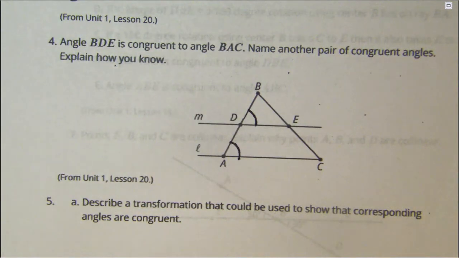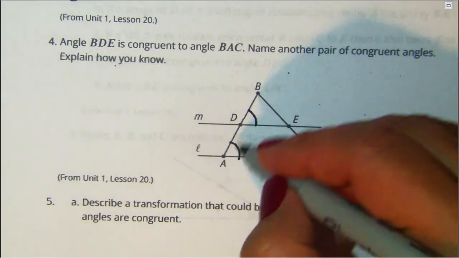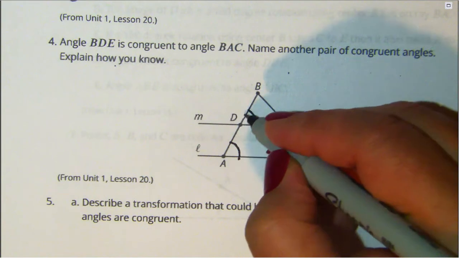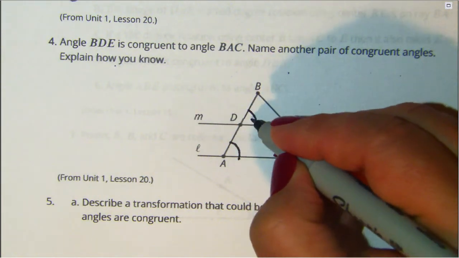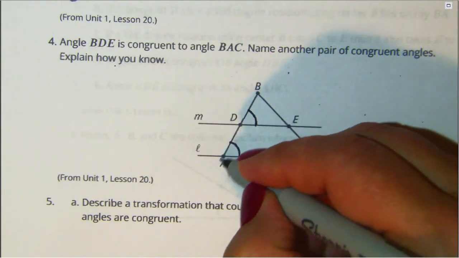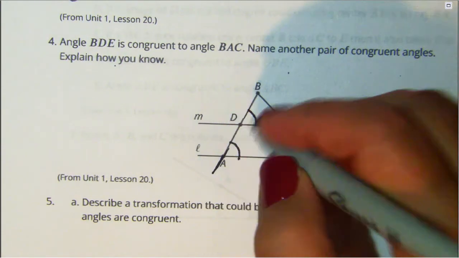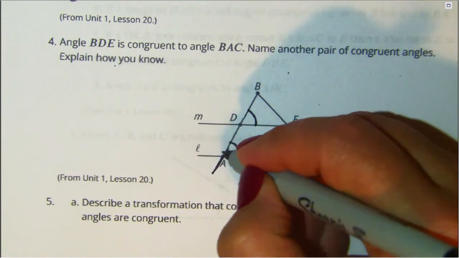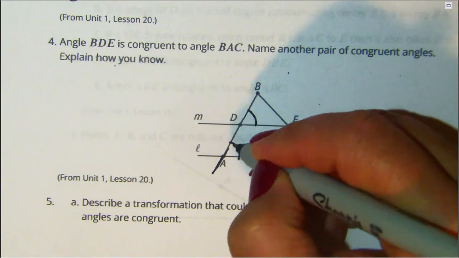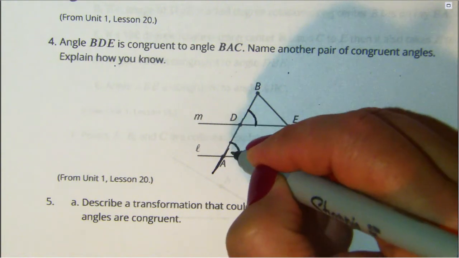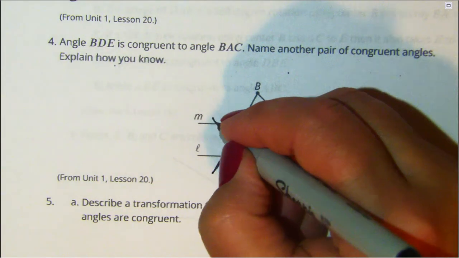Name another pair of congruent angles. Explain how you know. Well, those two angles are in the same location. If you look at this cluster of 4, it's on the top right. If I extend this, there's 4 angles right here. It's in the same position. Those are called corresponding. Since corresponding angles are congruent, these two lines must be parallel.